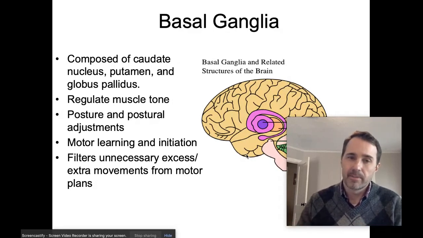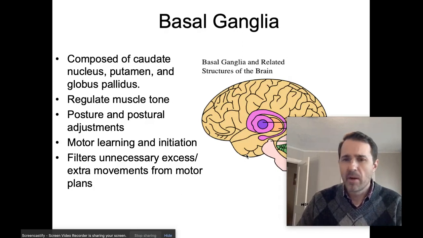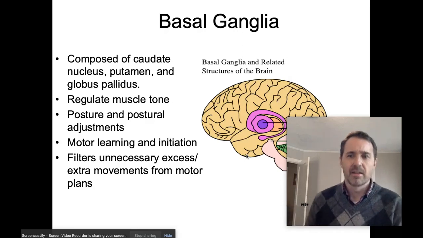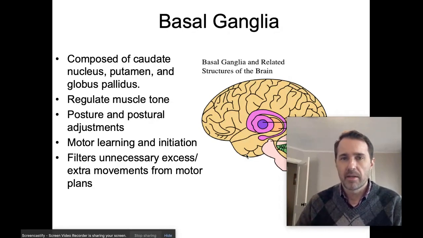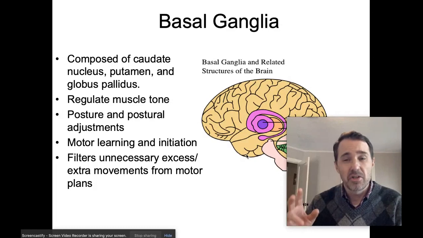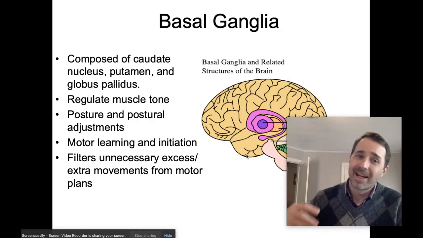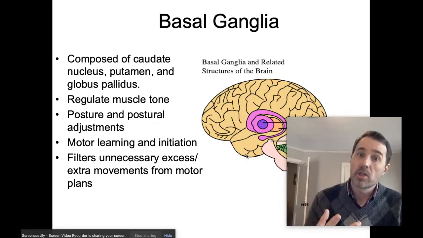So as I'm sitting here talking, I'm really focused on the words that are coming out of my mouth. I'm not really focused on keeping the muscles of my back contracted to keep my body upright. I'm not thinking about that. But my basal ganglia is generating that signal beneath my level of awareness so that I can have appropriate posture to complete this volitional task of speaking to the computer.